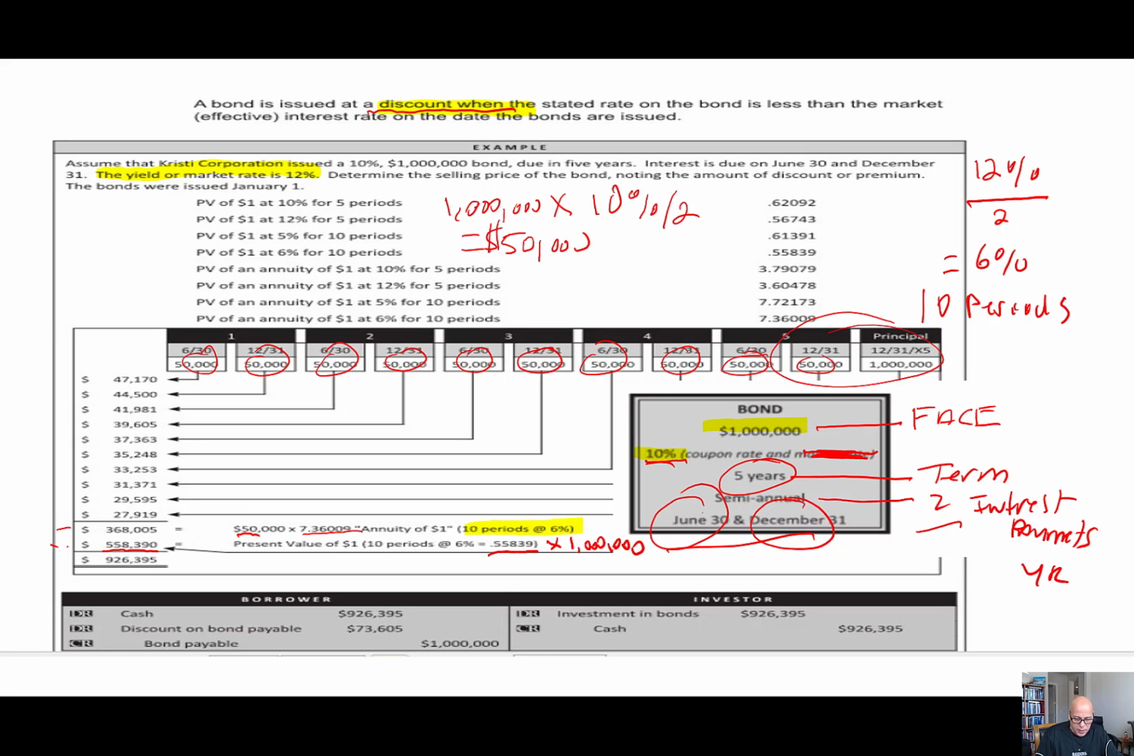The bond issues at less than face, and now we've mechanically figured out, we've seen the process of figuring out the correct issue price for that bond. So the bondholders purchase the bonds.